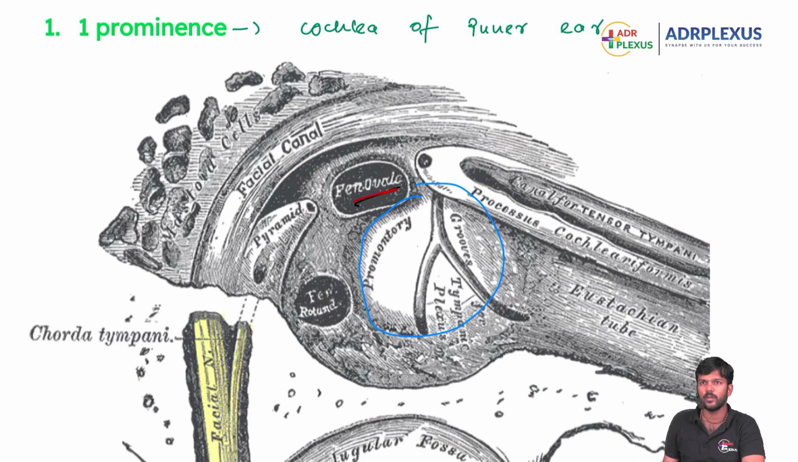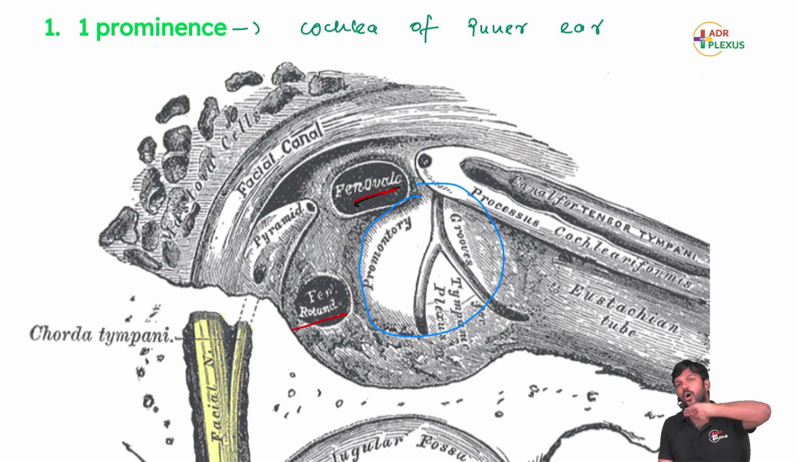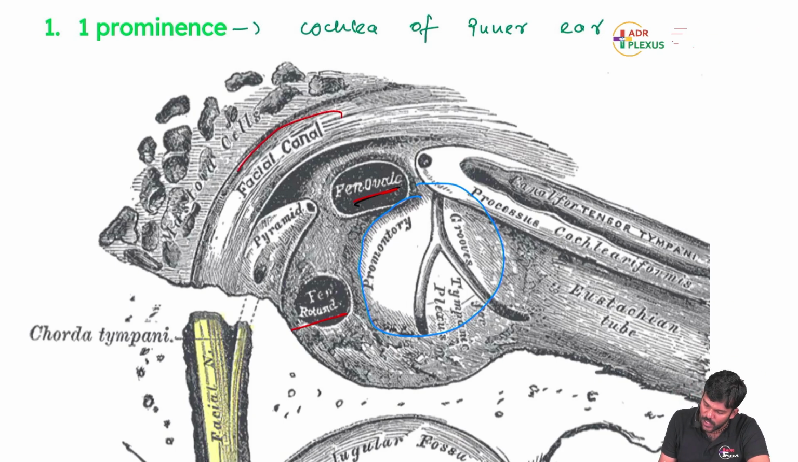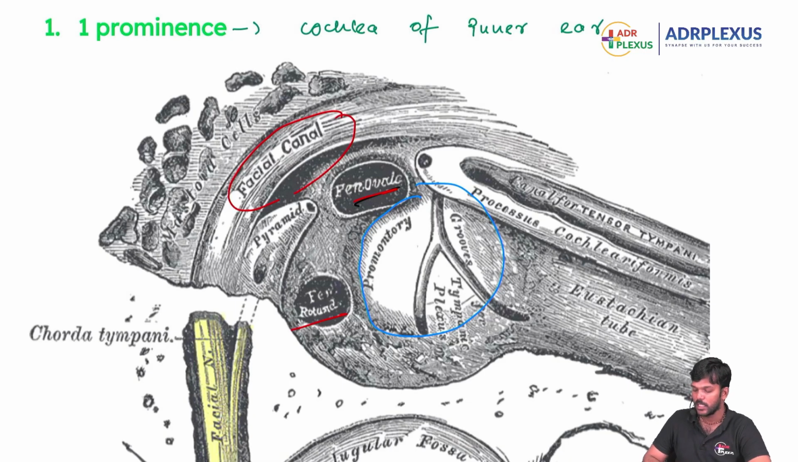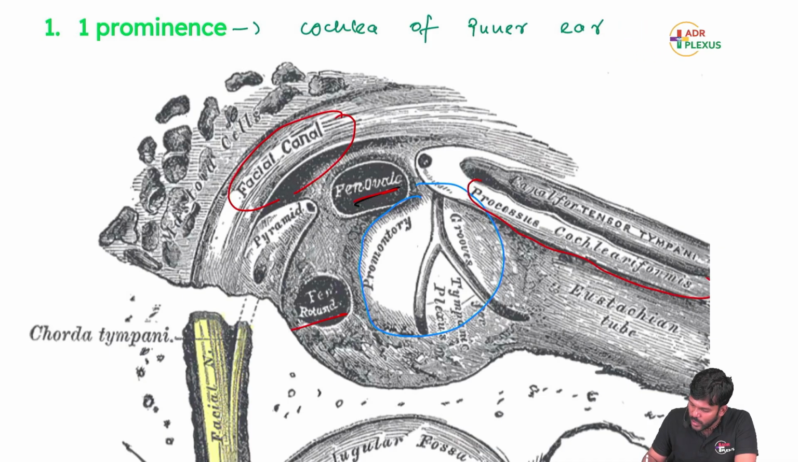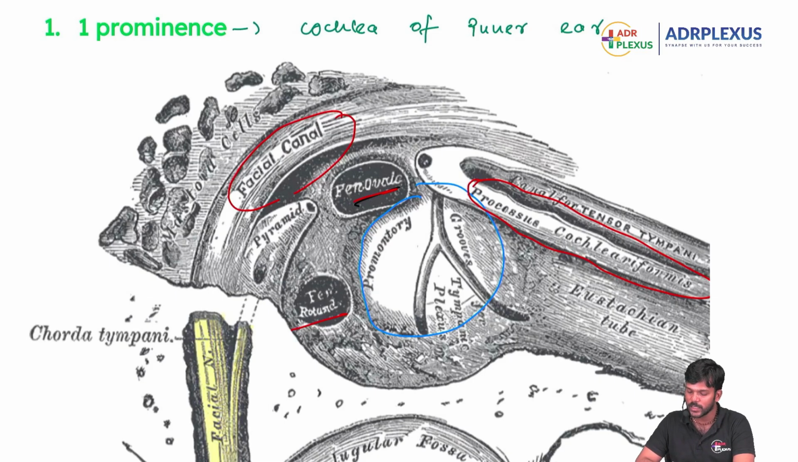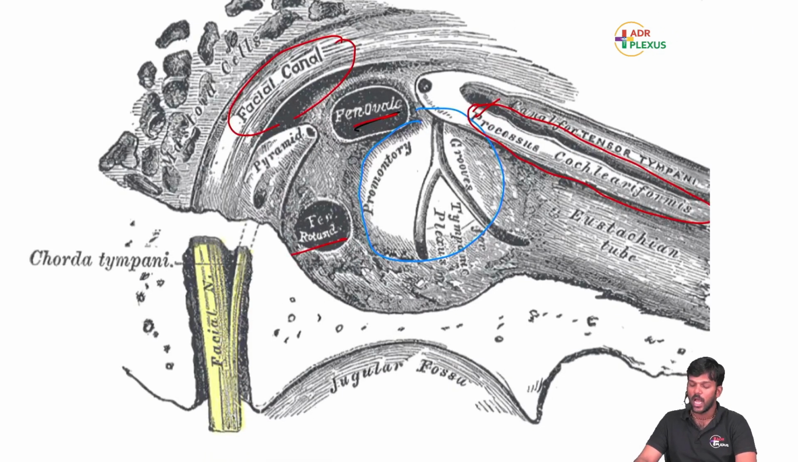Posterior superior to promontory, you will be having the oval window. Posterior inferior to promontory will be having the round window. Posterior superior to all the structures over here, we are having the facial canal. Anterior superior to all structures, we are having the processus cochleariformis. Now the important relation is this oval window is inferior to this facial canal. This processus cochleariformis is anterior to this. That's the thing you have to understand.